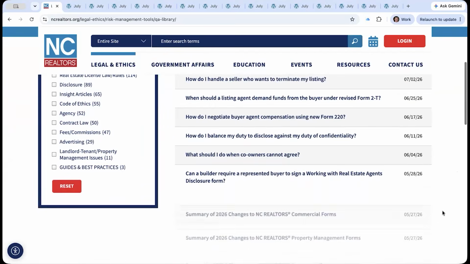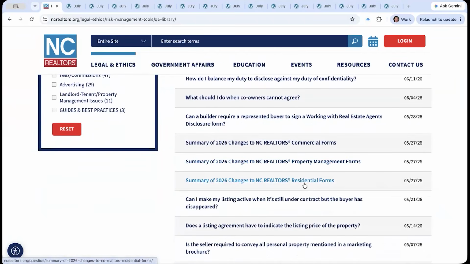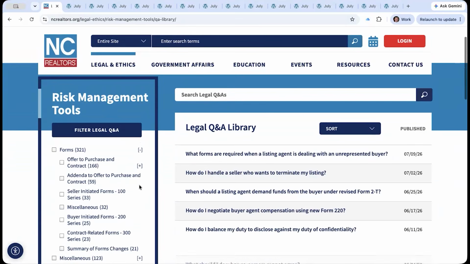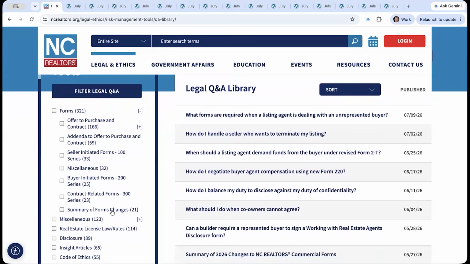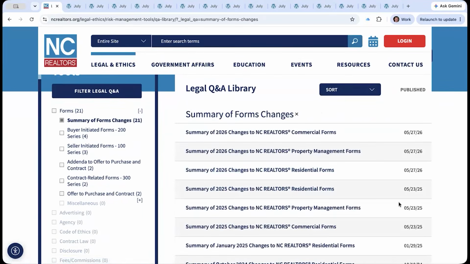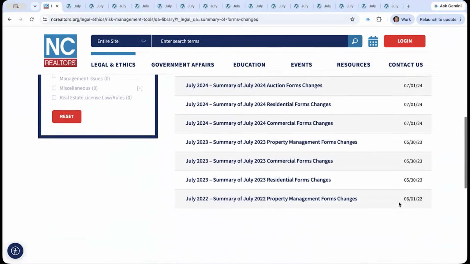Here in the Q&As, you can see the summary of forms changes. Here's residential, property management, and commercial. I'm pretty sure this week the videos will be uploaded for commercial and property management. I have not done those yet, but I expect by the end of this week those will be available for you as well if you need to look at those forms changes. Over here, on the left side, the summary of forms changes is right here as well. And this is previous years. So if you want to look at previous years of forms changes, you can see the summaries here.